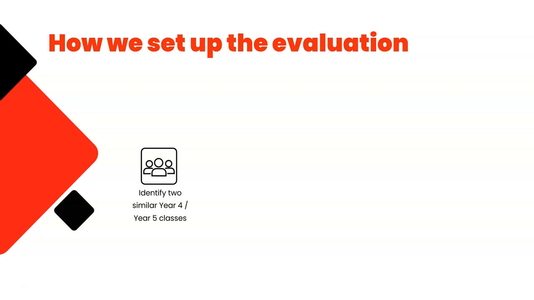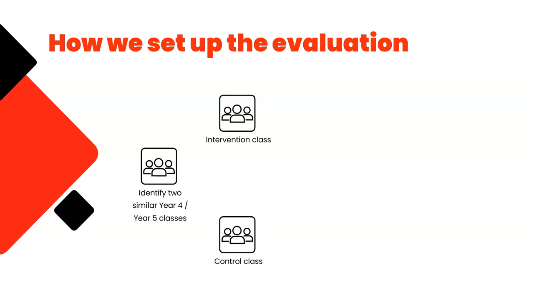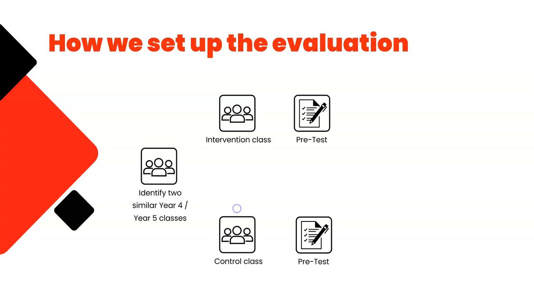So the first thing we asked you to do is to identify two similar ability Year 4 or Year 5 classes. This does require two-form entry as randomization is done at class level. So the platform will then randomly allocate one class to the intervention and one to the control. We'll then ask you to complete the pre-assessment task with both, which is the spelling test.